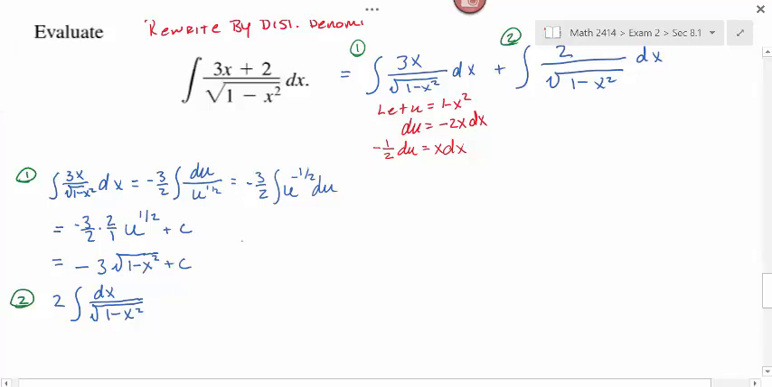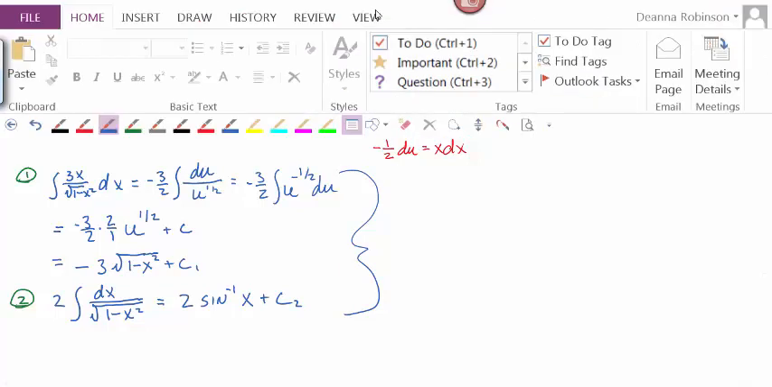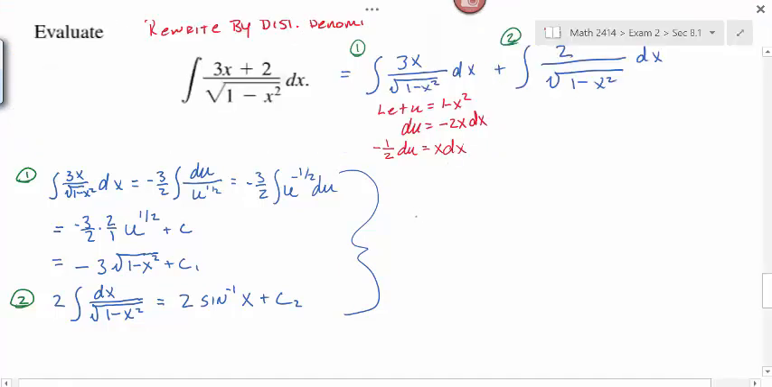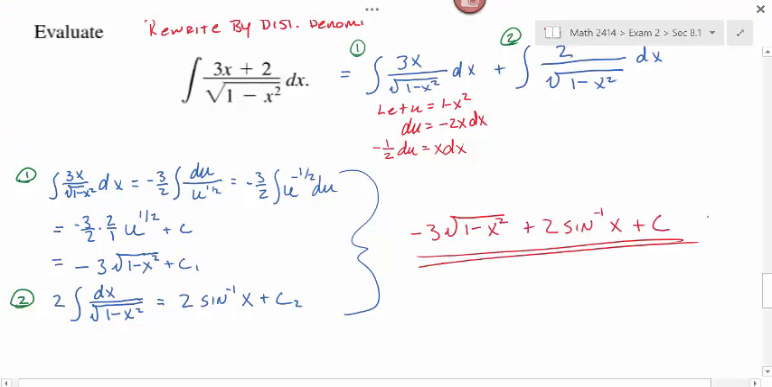This is just a sine inverse because we have a constant squared minus... Yeah, we just saw this problem earlier. This is going to be equal to 2 sine inverse x plus c. I'll call that c1 and c2. Putting these two things together then, we end up with what for our final answer? And that's it. Any questions?